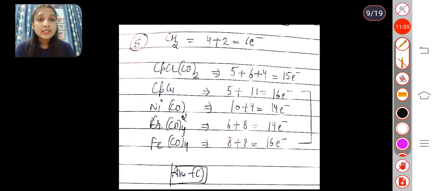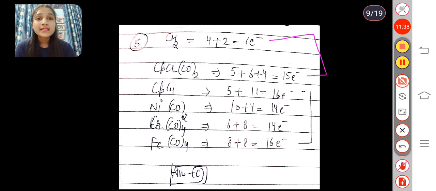Let's see clearly. Cp, cyclopentadiene ring, chromium, (CO)2. For cyclopentadiene, the donation is 5 electrons. For chromium we have 6 valence electrons. For one CO, the donation is 2 electrons. Here we have 2 CO, so the donation is 4 electrons. Total is 15 electrons. So is it isolobal to this one? No. CH2 has 6 electrons.